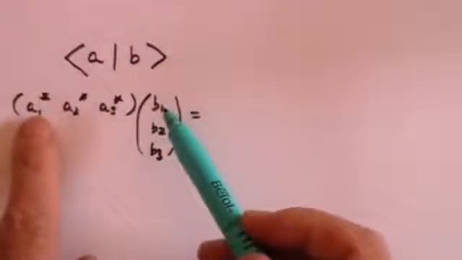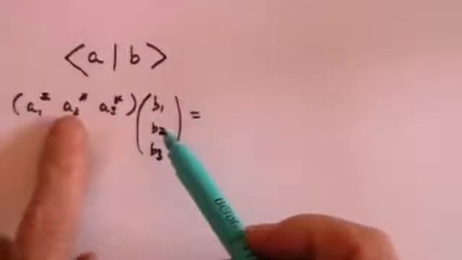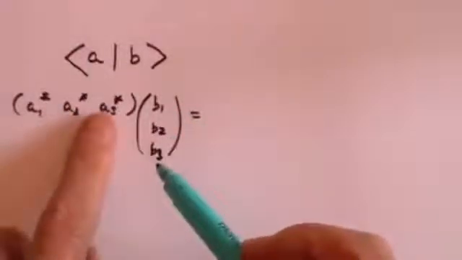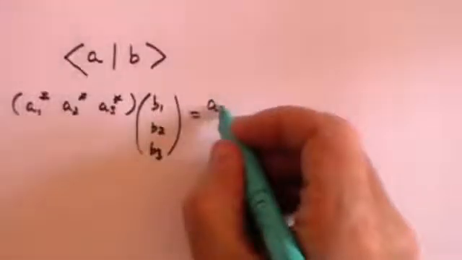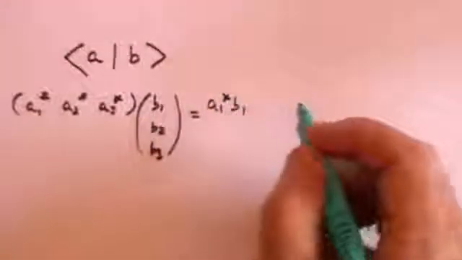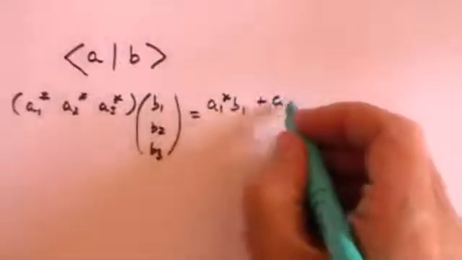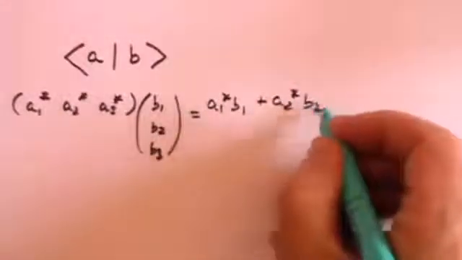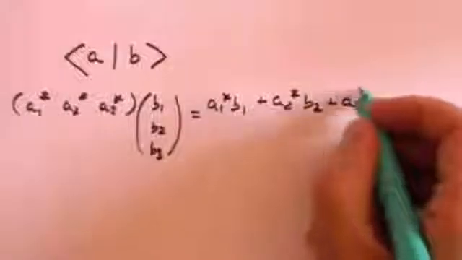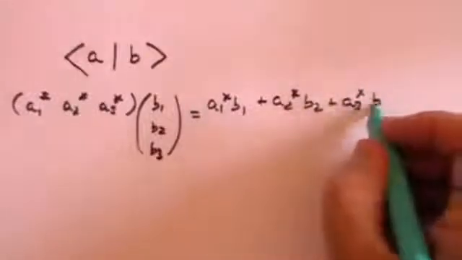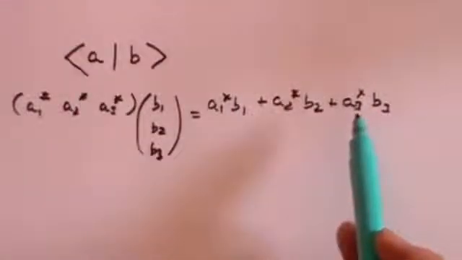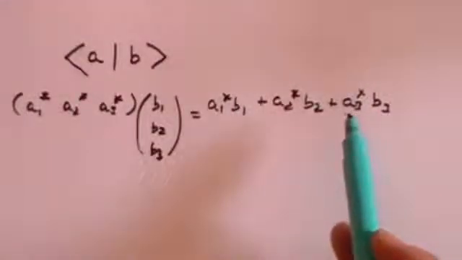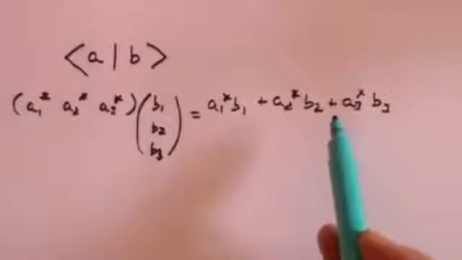It's the product of the first elements plus the product of the second elements plus the product of the third elements. So that will be A1 star times B1 plus A2 star times B2 plus A3 star times B3. That just becomes one number. It's a complex number, but it is just a number. It is not any longer a vector.